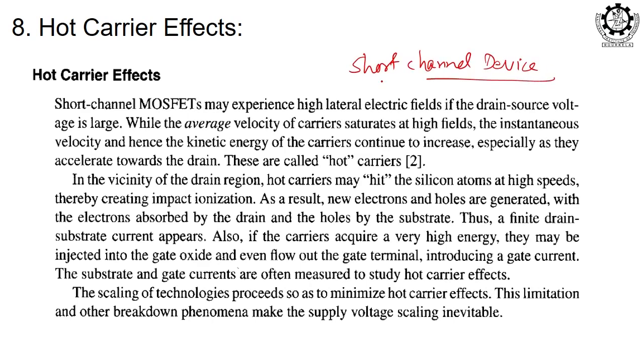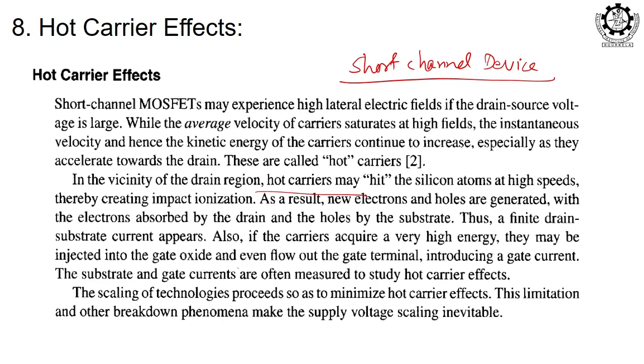In short channel devices, your length is already short. So a higher drain voltage will create a higher electric field, and because of this higher electric field, the electrons can be accelerated. They can be very much accelerated, and they are termed as hot carriers, and they collide with the silicon structure. They come up with accelerated velocity, and with the collision they can generate more electron hole pairs.